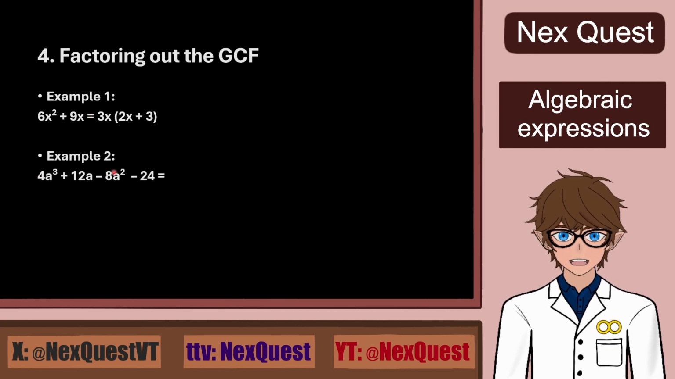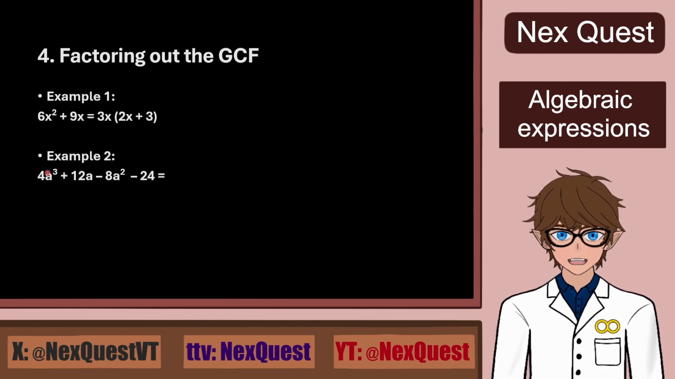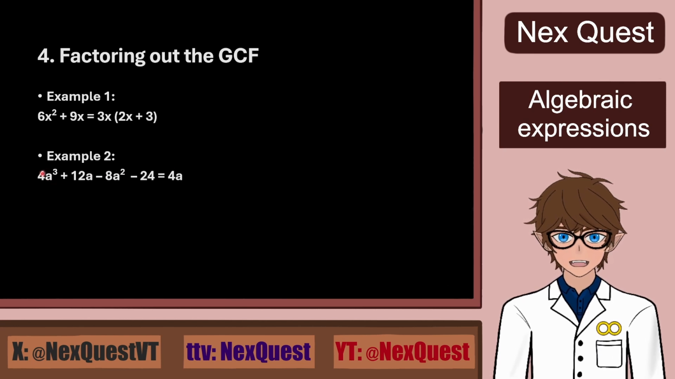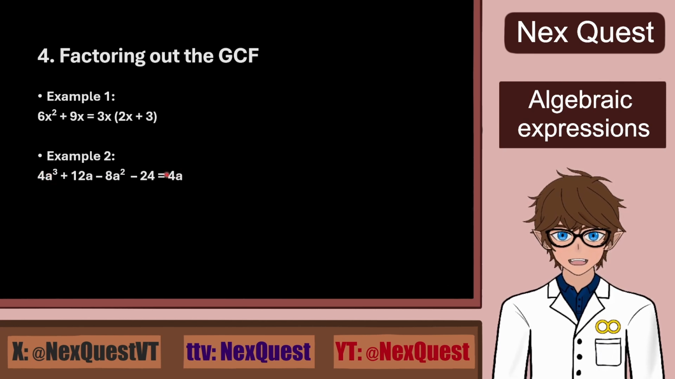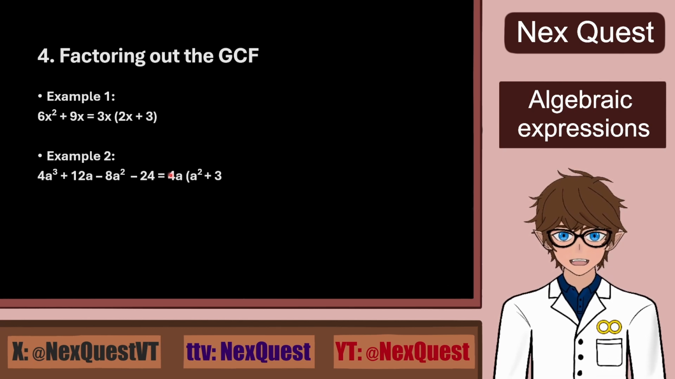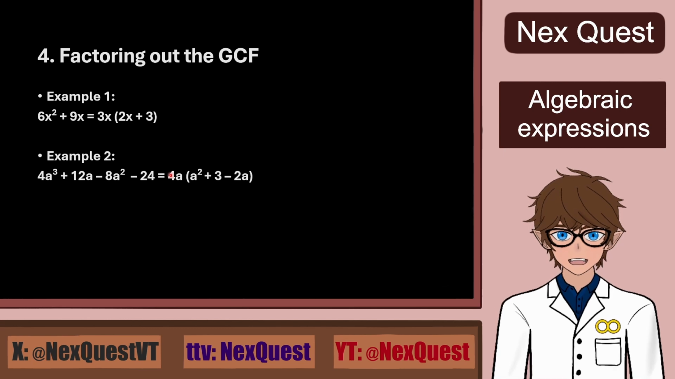We see that all of these three terms have the same factor, 4a. So we write 4a and then put brackets. If we divide 4a cubed by 4a, we get a squared. If we divide 12a by 4a, we get 3. And if we divide minus 8a squared by 4a, we get minus 2a. And since 24 has no a in it, we just write that forward.